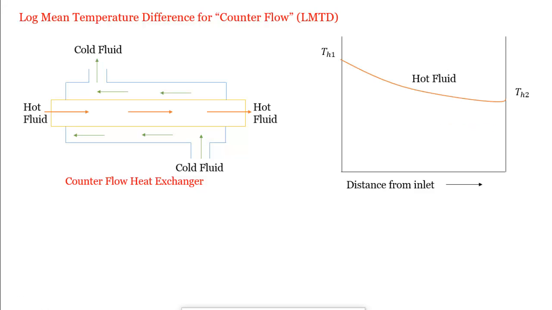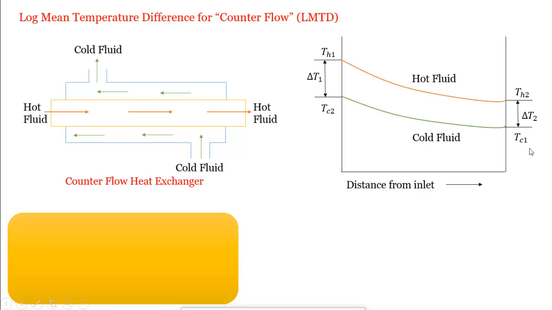The cold fluid's temperature distribution moves from right to left. It has the inlet temperature on the right, that is TC1, and the outlet temperature at TC2. The only difference between the parallel flow and the counter flow is that here we have TC2 and here we have TC1. On the left hand side we have TC2, the outlet temperature, and on the right hand side we have TC1. That's the difference. And delta T1 is TH1 minus TC2, and delta T2 will be TH2 minus TC1.